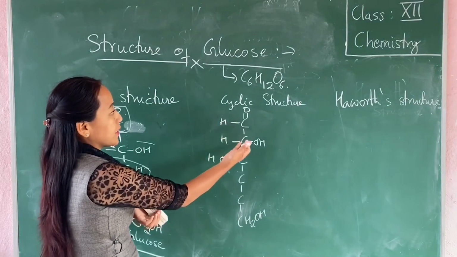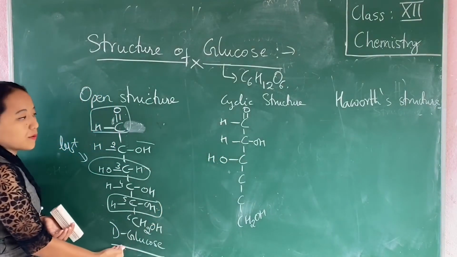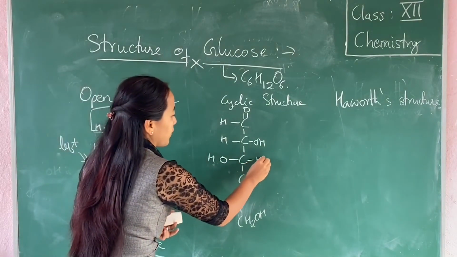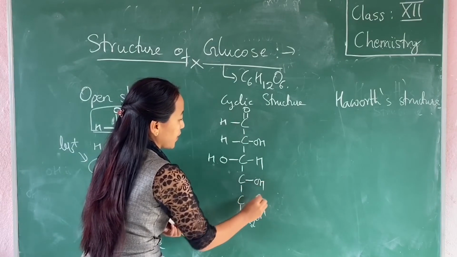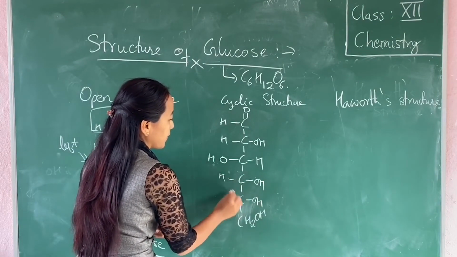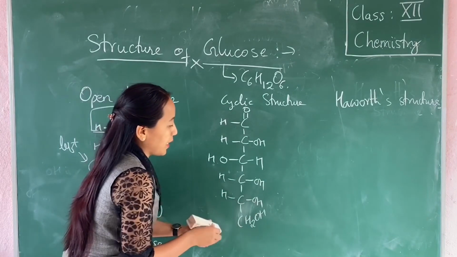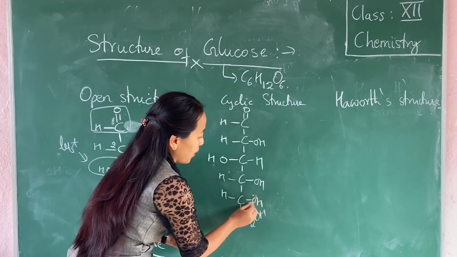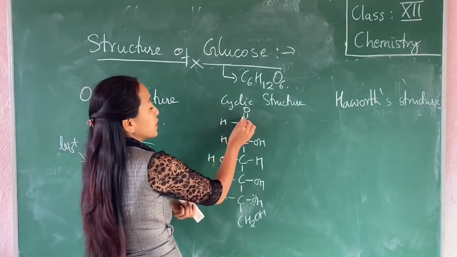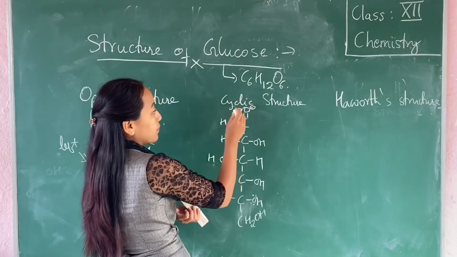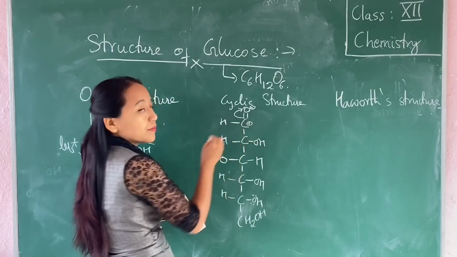So now I'm writing the cyclic structure of D-glucose. The third carbon atom carries OH on the left, then you have H, and the fourth and the fifth carry OH on the right. Now this O carries two lone pairs of electrons, and this pi electron will shift. O will have a negative charge and this carbon will carry a positive charge.